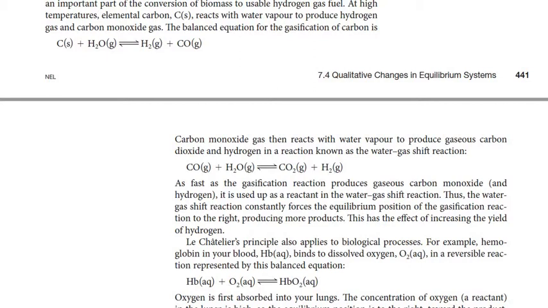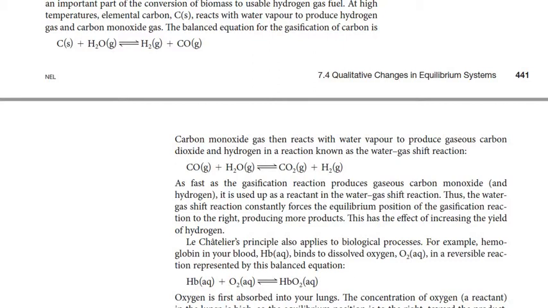As fast as the gasification reaction produces gaseous carbon monoxide, it is used up as a reactant in the water gas shift reaction. Thus, the water gas shift reaction constantly forces the equilibrium position of the gasification reaction to the right, producing more products. This has the effect of increasing the yield of hydrogen.